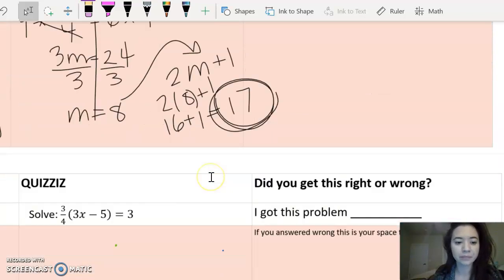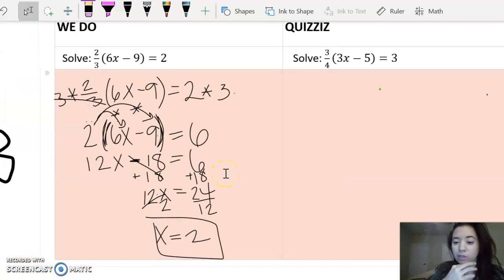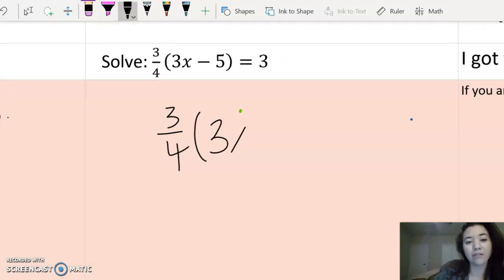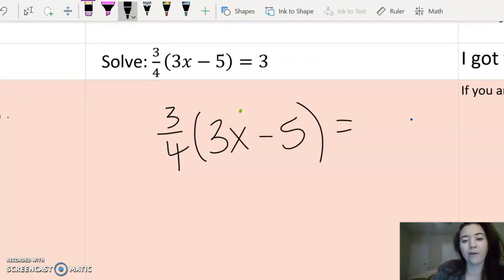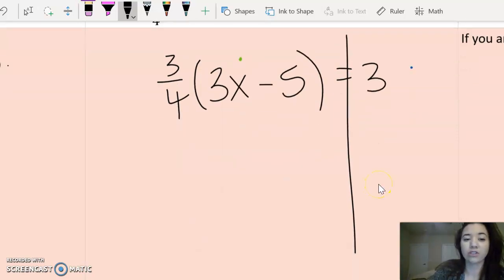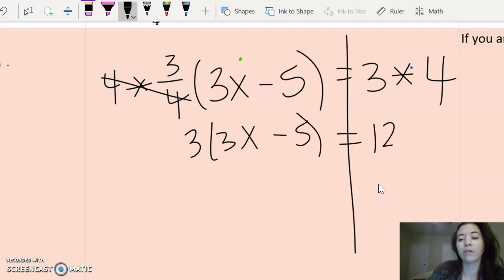Alright, the next one, again, it's that one with the fraction in front, so we get rid of the fraction by multiplying both sides by that denominator. I'm doing this quickly because I gave a larger rundown in the We Do problems. This is so you can mainly just double check the work and find the answer. So we multiply both sides by the denominator. We get 3 times (3x - 5) equals 12.